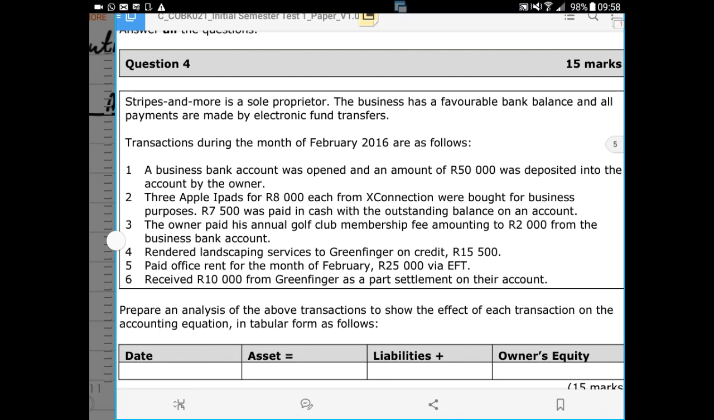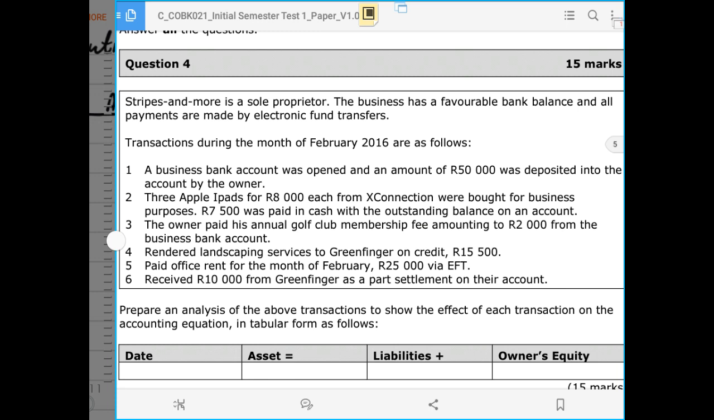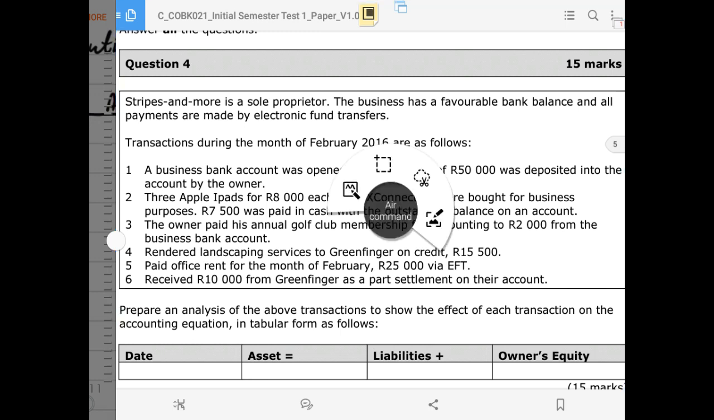Good day, students. I will be doing question 4 in one of the previous question papers. And this question will be based on the accounting equation, and I'll go through the transactions in the accounting equation. This is question 4 that I've given you as an exercise to revise in preparation for the exams that are coming. And this question reads as follows.